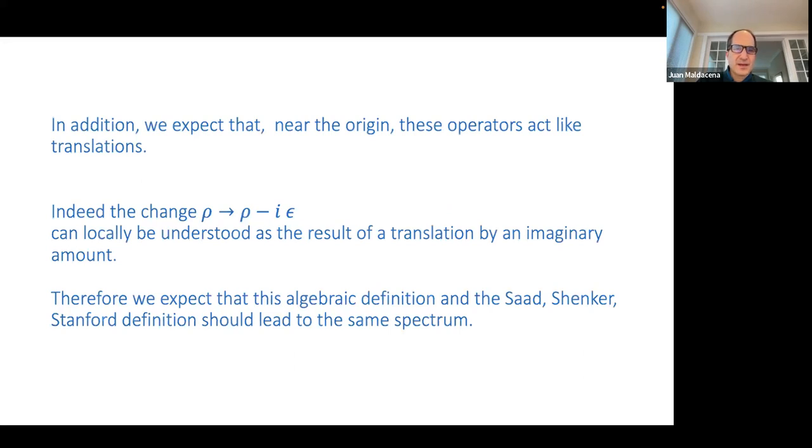Okay. And in addition, we expect that near the origin, these operators are like translations. And indeed, the change in rho to rho plus i epsilon can be locally understood as a result of a translation by an imaginary amount. So we expect that this algebraic definition should agree with the Saad-Shenker-Stanford definition and lead to the same spectrum.